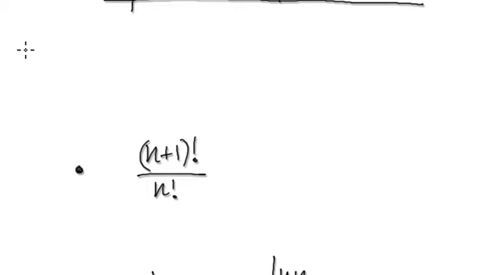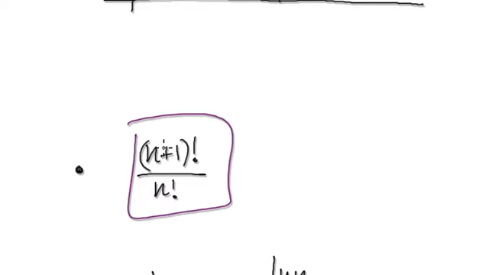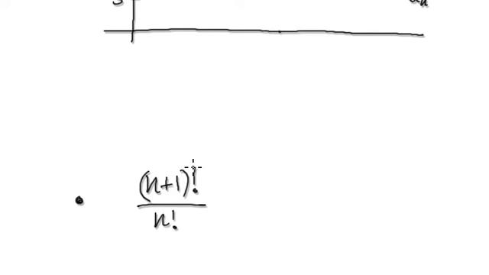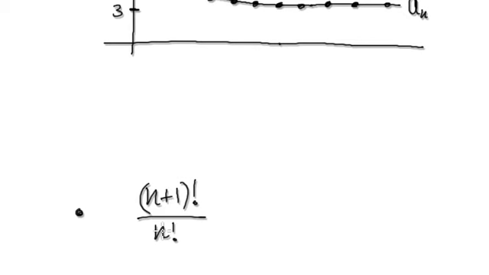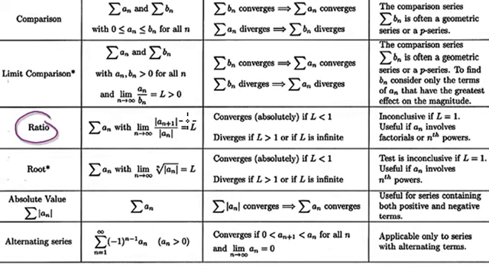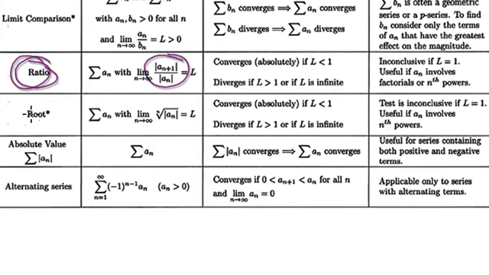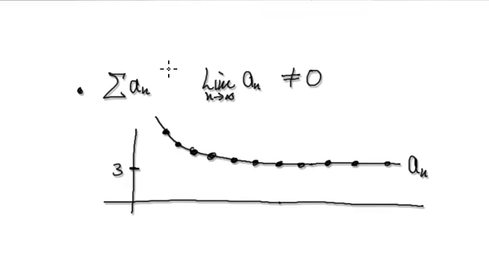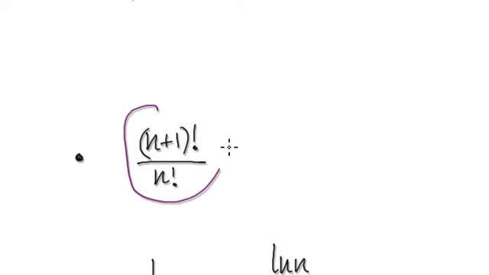The other thing you should keep an eye out for is something like this: factorial. When it comes to factorial, you can easily simplify things. When it's one thing divided by another thing, you should think about the ratio test. So when you have factorials, think about the ratio test, because when you look at the ratio test, you're going to have something divided by another thing, and with factorials you can easily simplify this.